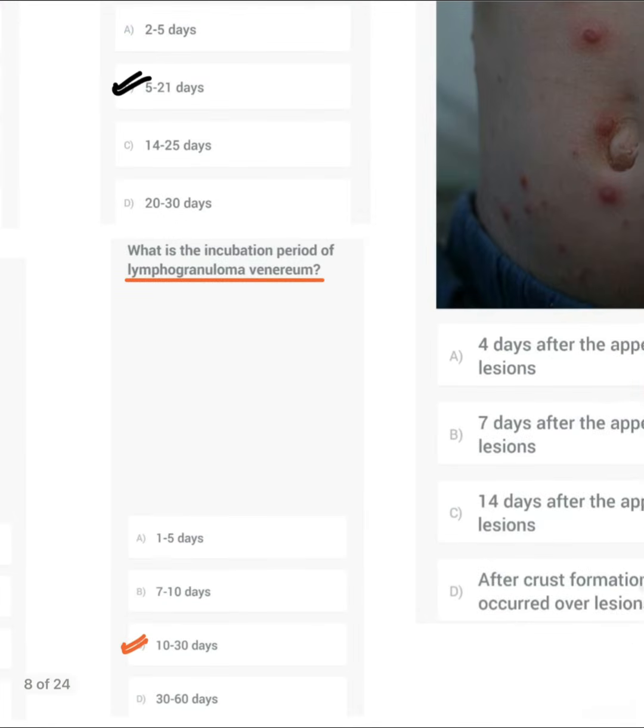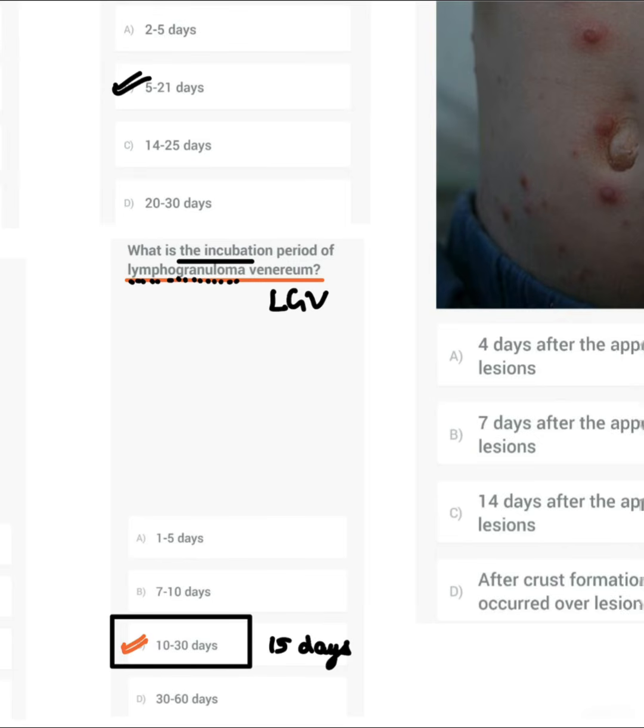Then coming on to the incubation period of lymphogranuloma venereum, LGV. That is again caused by chlamydia. But this lymph involvement and granuloma formation will take time, though we have not read this question. It is 10 to 13 days. And if you count the number of letters in lymphogranuloma, it comes around 15, 16 letters. So that is around 10 to 30 days.